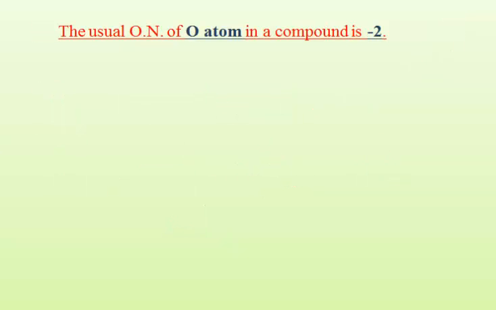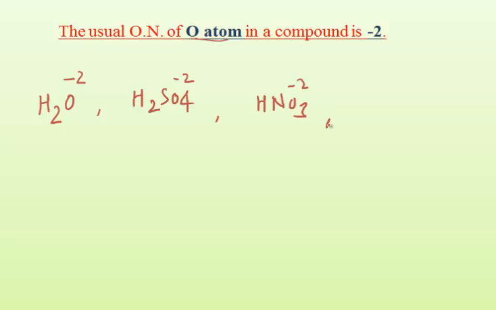Well, the next rule is the usual oxidation number of the oxygen atom in a compound is -2. We can have some examples. For example, in a water molecule, oxygen has a -2 oxidation number. In sulfuric acid, H2SO4, oxygen has a -2 oxidation number. In nitric acid, oxygen has a -2 oxidation number. We can have one more example, magnesium oxide: oxygen has a -2 oxidation number.